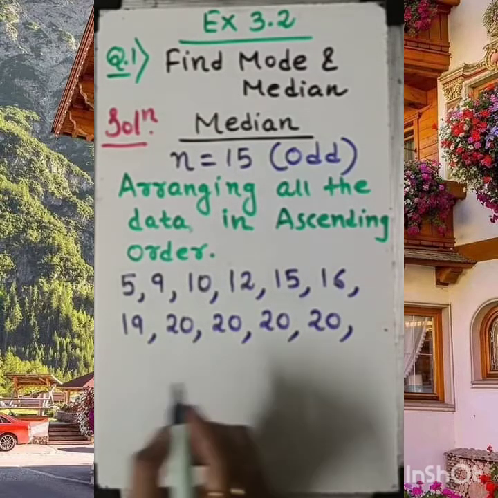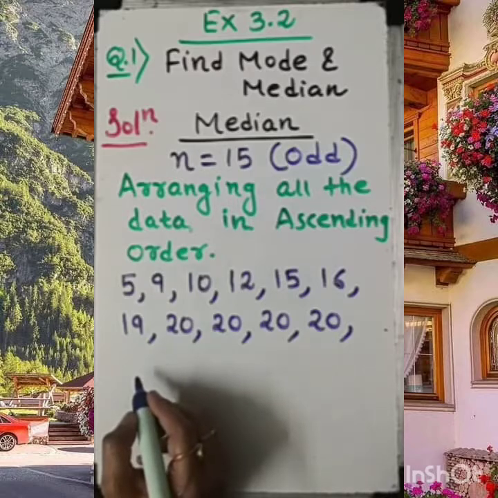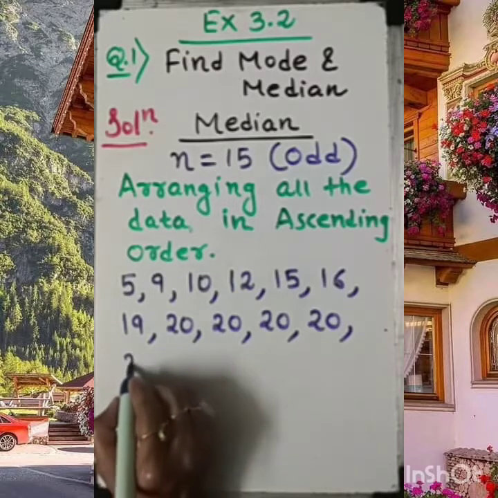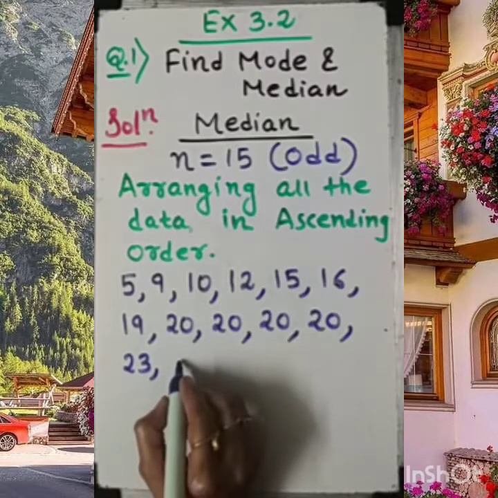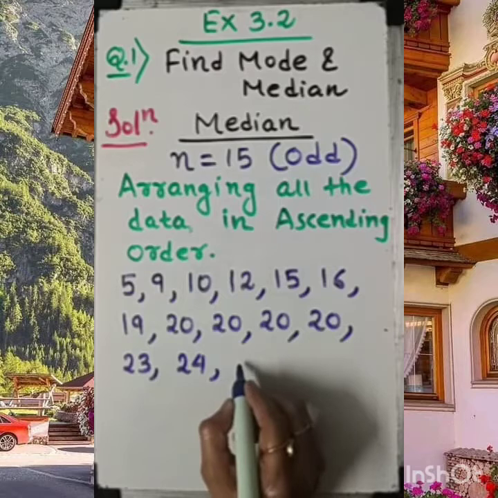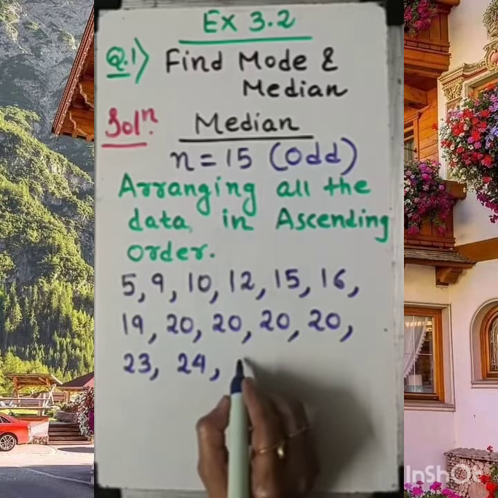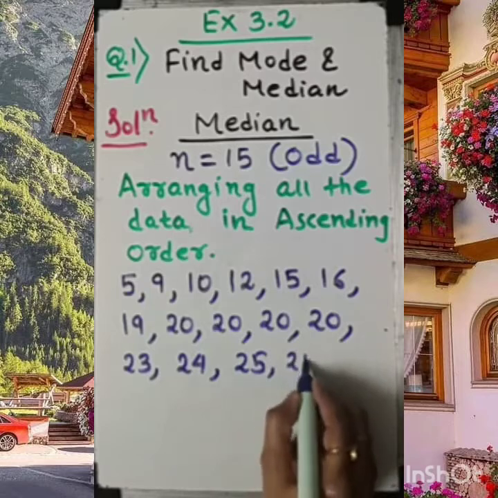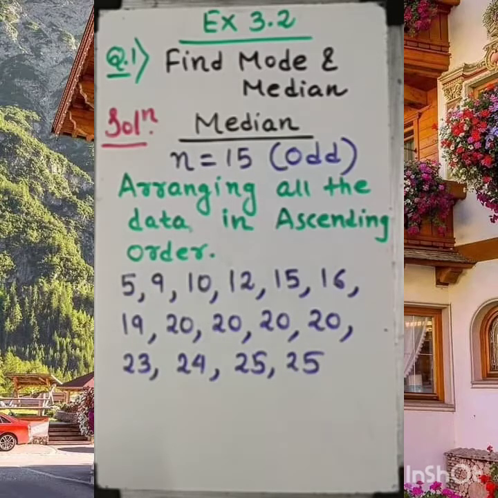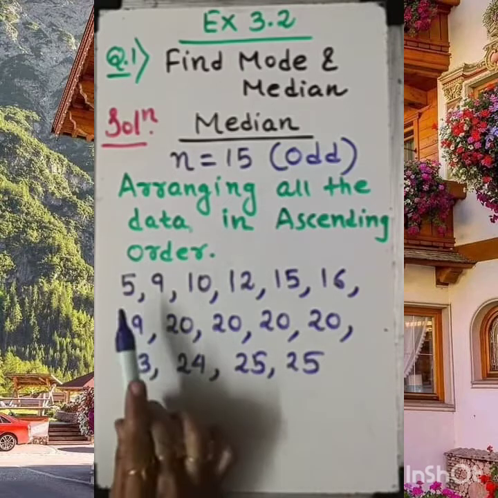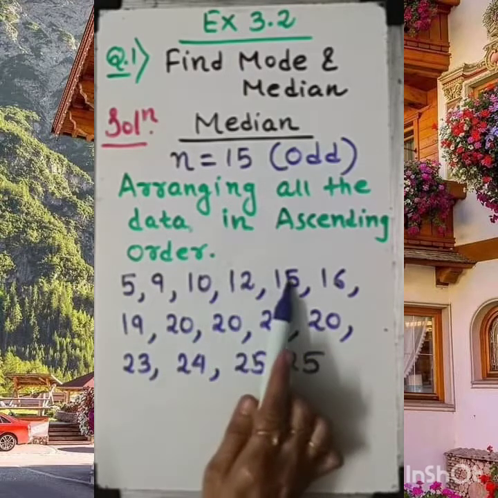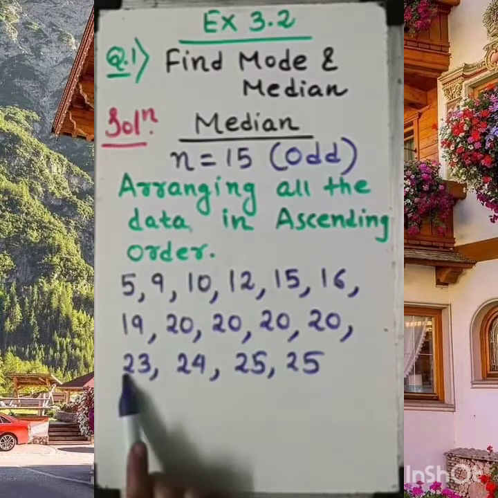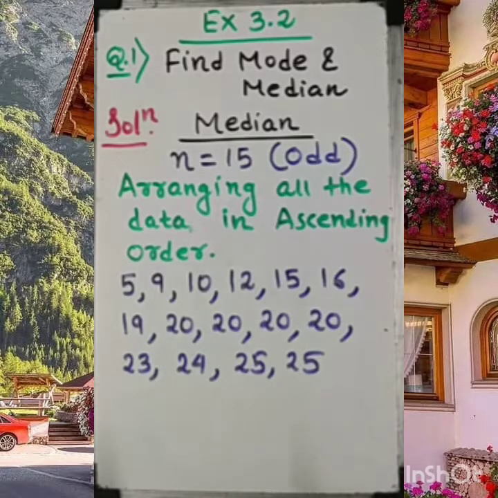Immediately after 20, the next will be 24. 23 is also there, okay. 23 one time. Then 24 is also there one time, and 25 I can see in the observation, 2 times we are given. The highest is 25 only. So let's calculate all again. 1, 2, 3, 4, 5, 6, 7, 8, 9, 10, 11, 12, 13, 14, 15. So our arrangement is okay. This is a very important step, to arrange the given data in ascending order.